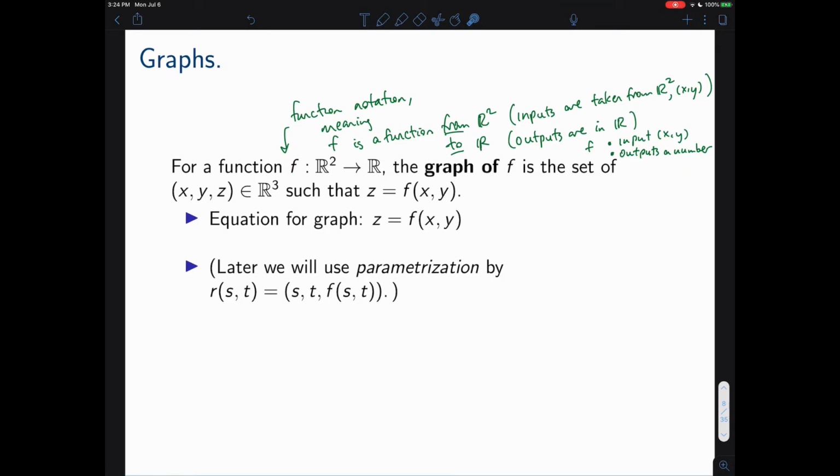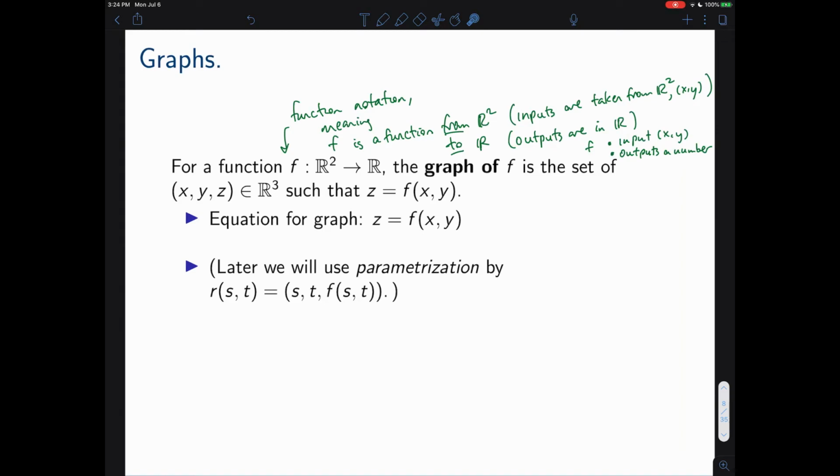All right, anytime you have a function like that, a multivariable scalar function, the graph of that function is the set of x, y, z's in R3 that satisfies z equals f of xy. So in other words, for each x and y, we take the x and the y as our x and y coordinates. Those are the inputs. And then we take the output of the function to be the z coordinate, or the height of that point.